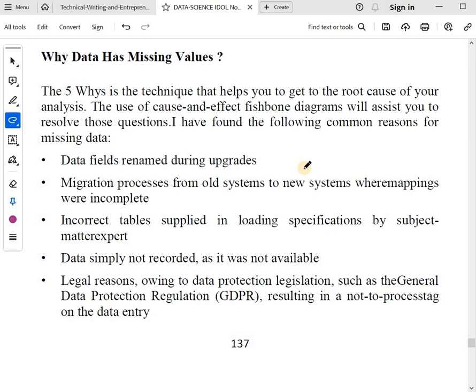So the very first one is data fields being renamed during an upgrade. The data field gets renamed, then its values are not updated afterwards, so problems come up. Next, migration from an old system to a new system where mappings are incomplete. Things are imported from the old system to the new system, but the mapping is not done properly. The data is there in the old system, but because the mapping is not proper, it does not come to the new system at all. Now, an incorrect table supplied in the loading specification by the subject matter expert. An incorrect table is given, so there is no chance that you get the proper data in this case.